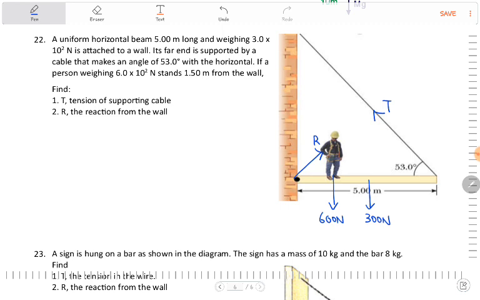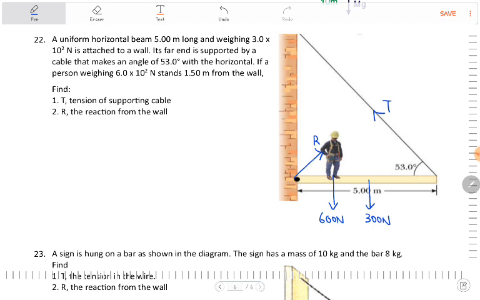Okay, so let's identify the forces acting on this beam that is hinged on the wall, and it has a cable that is supporting it at a certain angle. The first force we can identify is the tension T that I have labeled here, and there's the weight of the beam, 300 Newton, in the middle because it's uniform, and we have the man, 600 Newton, also exerting downward, and we have a reaction force from the wall.